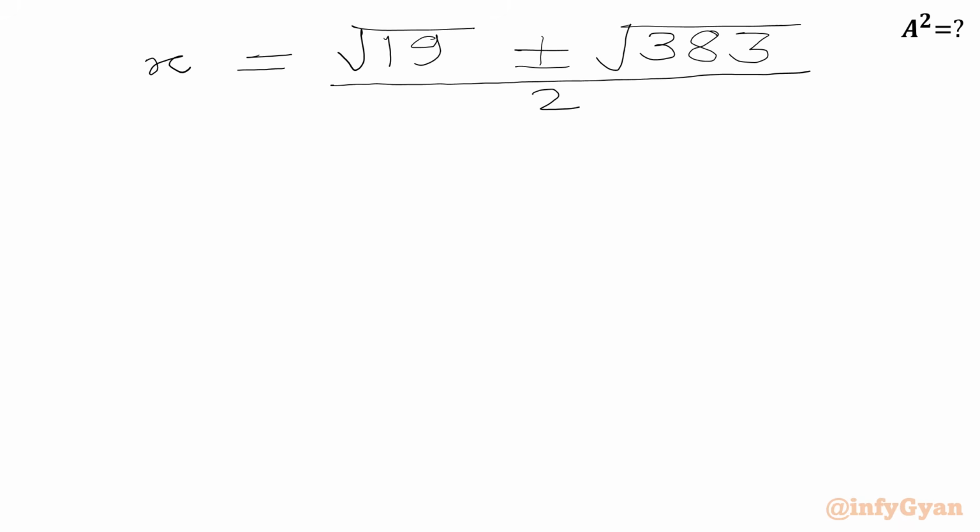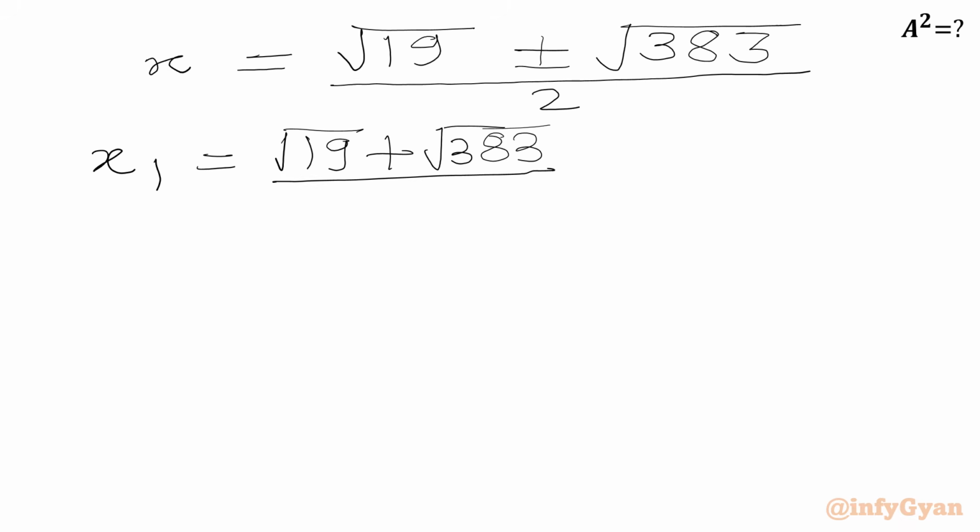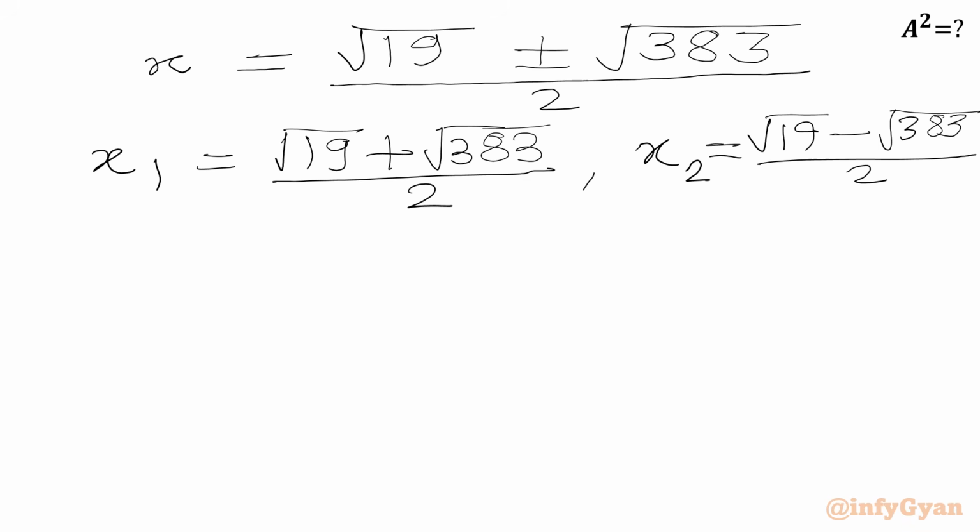So we have two roots. Let me write here x1 equal to square root 19 plus square root 383 over 2. And x2 we will write square root 19 minus square root 383 over 2. Now x1 is positive for sure and x2 is negative.